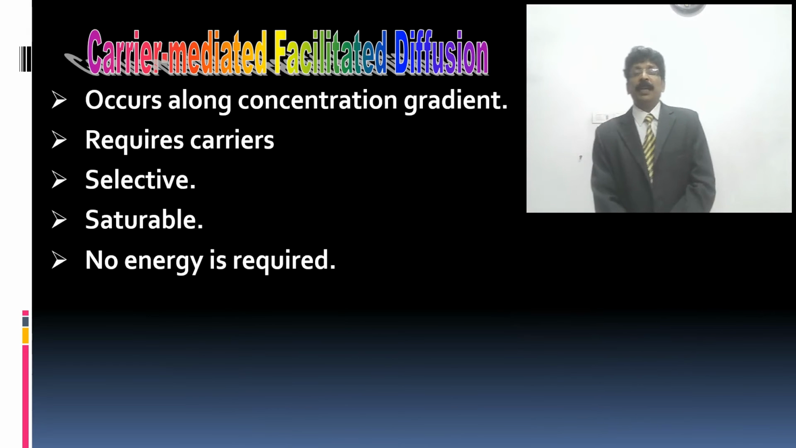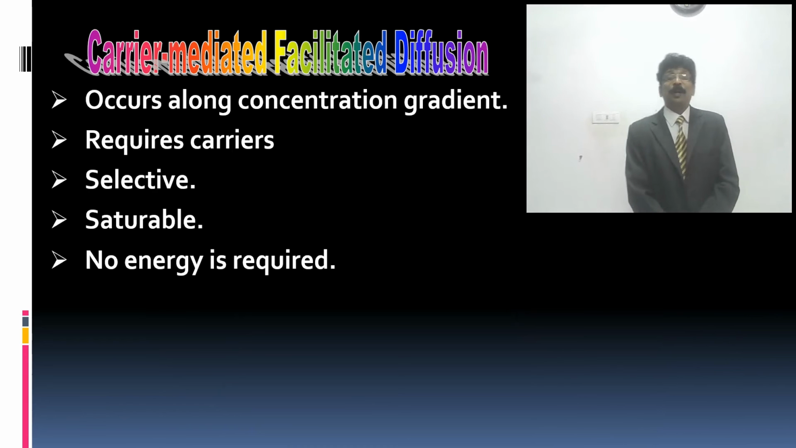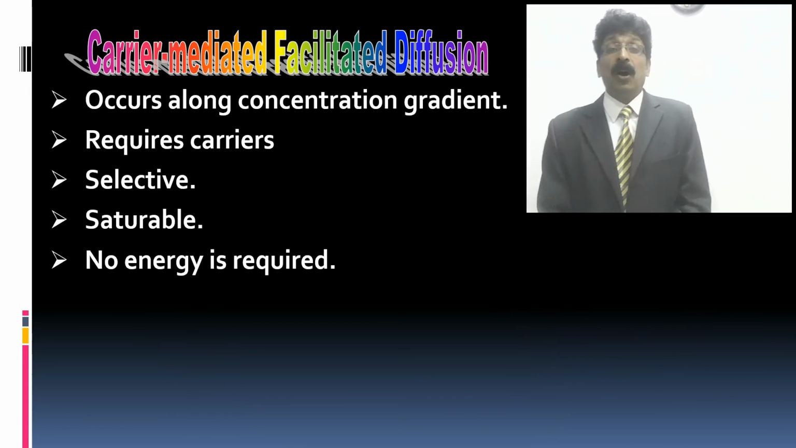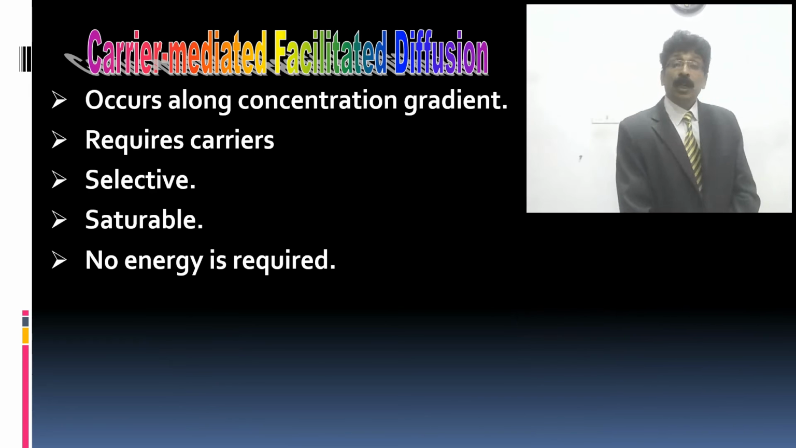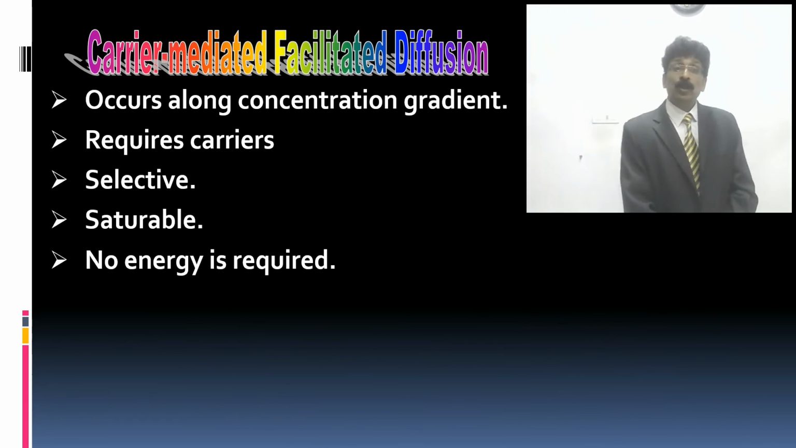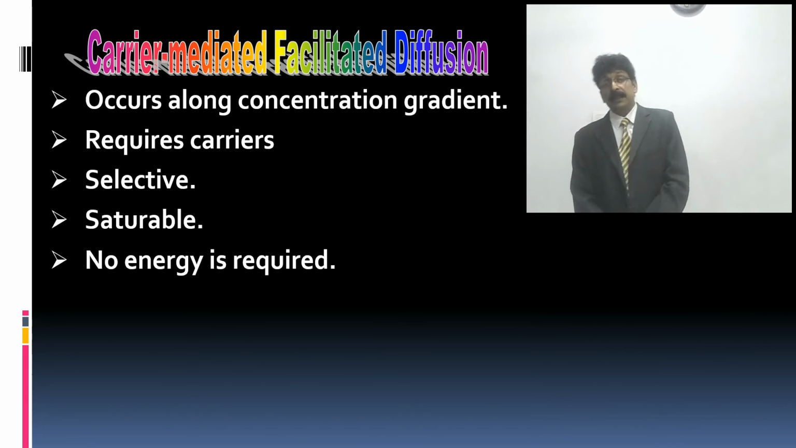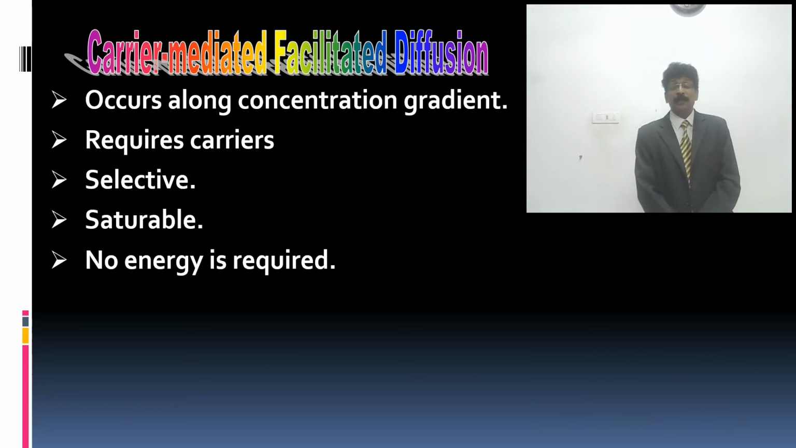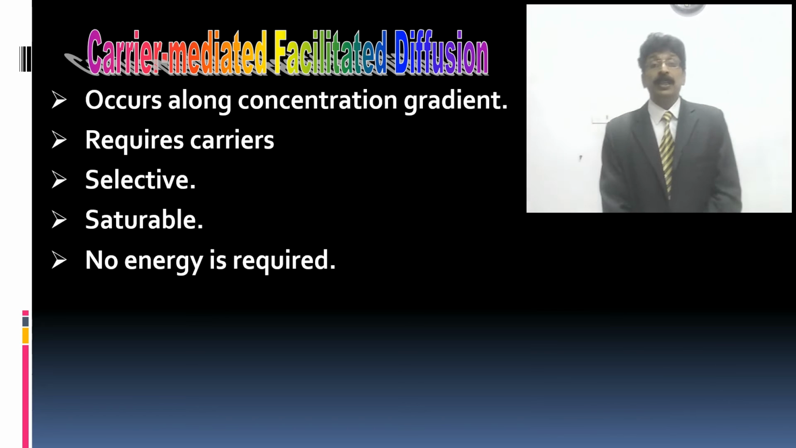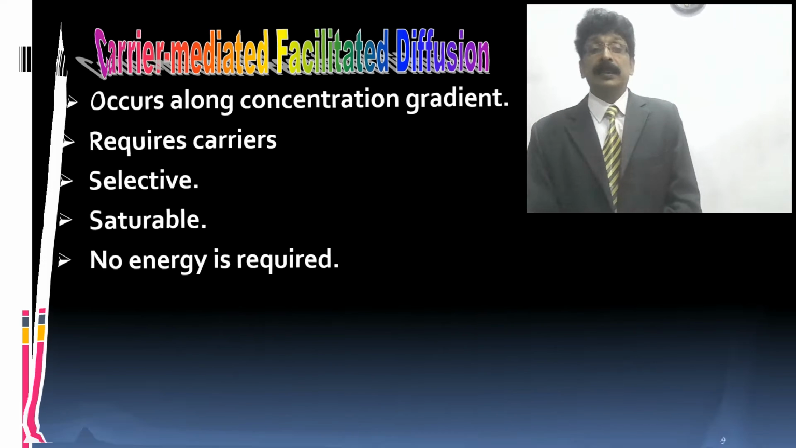So you can see carrier mediated facilitated diffusion. What do you mean by carrier mediated facilitated diffusion? It occurs along the concentration gradient, requires a carrier, is selective and saturable, and no energy is required. Active transport needs energy, but facilitated diffusion needs a carrier but no energy.